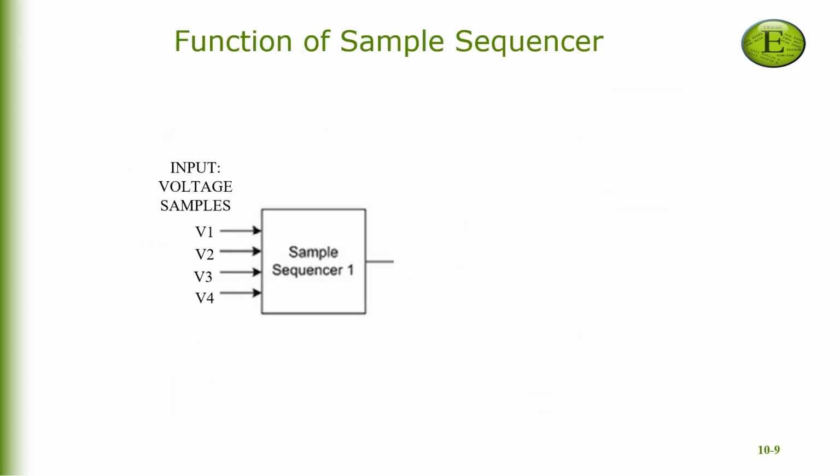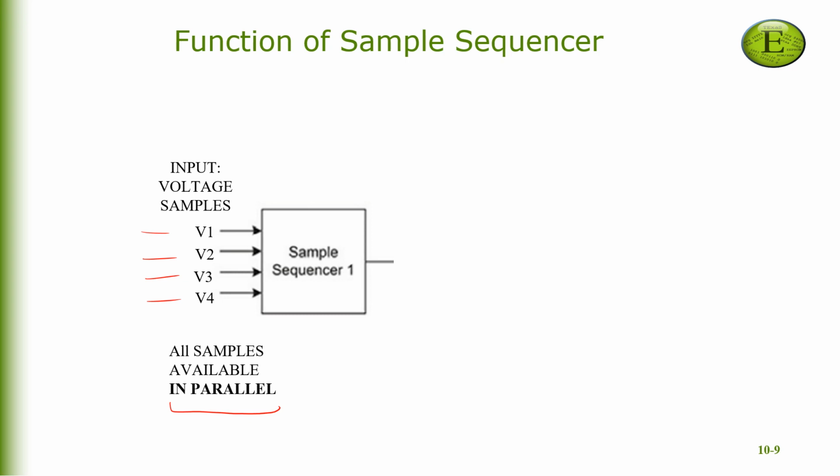So how does a sample sequencer actually work? Let's take a look at this example of sample sequencer number 1, whose input currently contains 4 voltage samples, V1, V2, V3, and V4. And these samples, as I discussed before, are actually available in parallel. These are coming from 4 different sources. They are available at the inputs of the sample sequencer at any time instance.